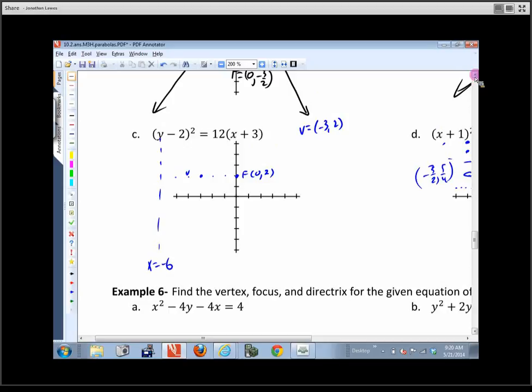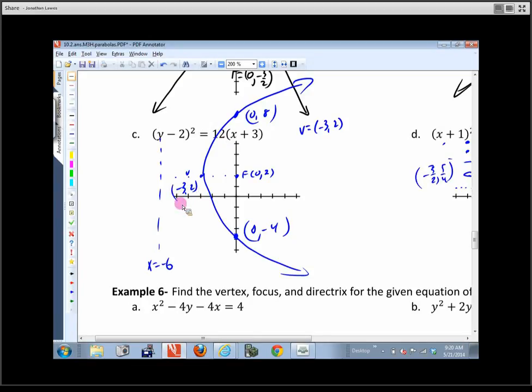How long's the whole latus rectum? 12, so you've got to go 6 on either side, right? So that means I've got to go up 2, 4, 6, about right there. About right there. Correct? Got it? Okay, easy enough?